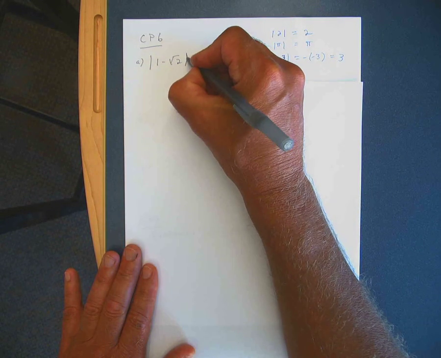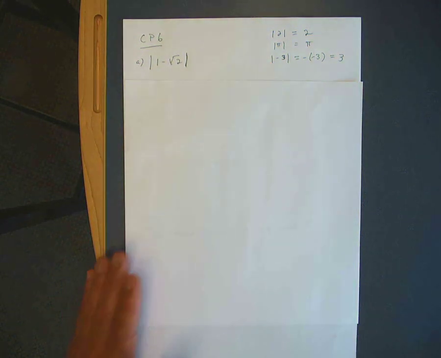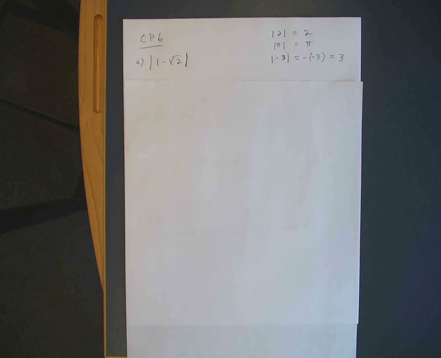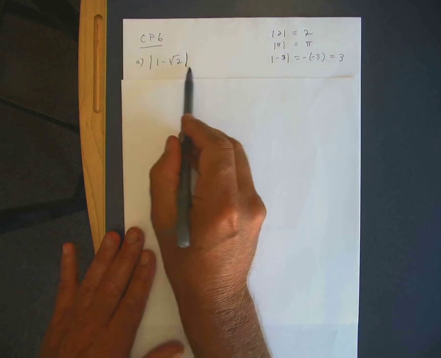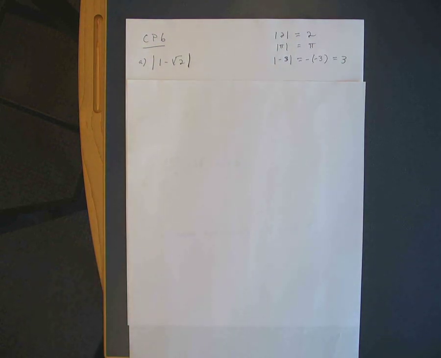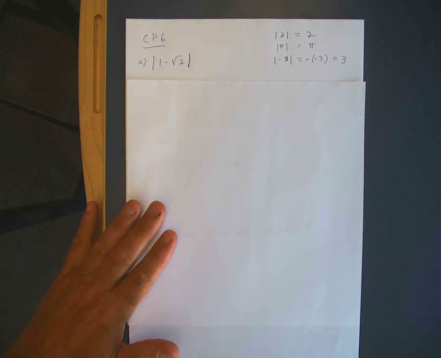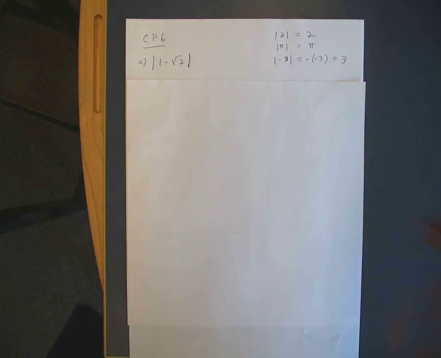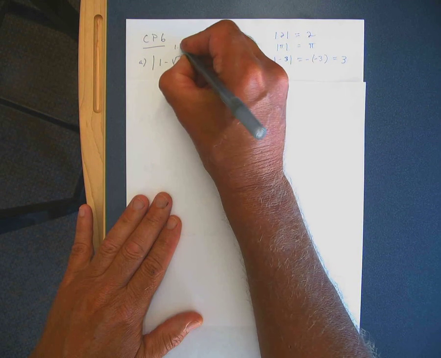Here we have the absolute value of 1 minus the square root of 2. The important question is: what's inside these absolute value bars, a positive or a negative number? If you take 1 and subtract the square root of 2, is it going to be positive or negative? The square root of 2 is approximately 1.4. So if you take 1 and subtract 1.4, you're going to get about -0.4. So it is a negative number.